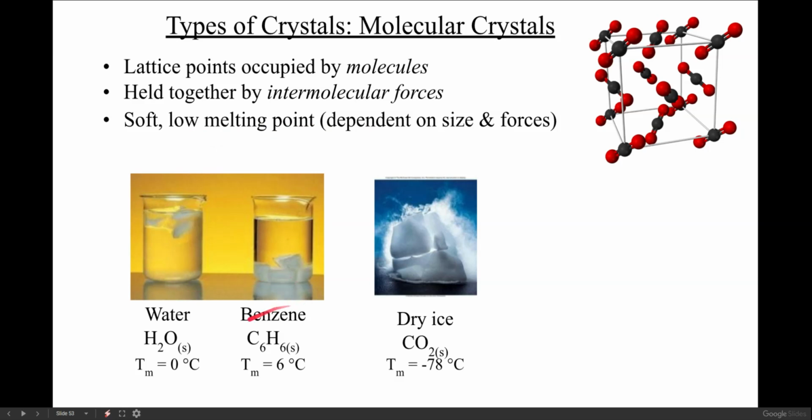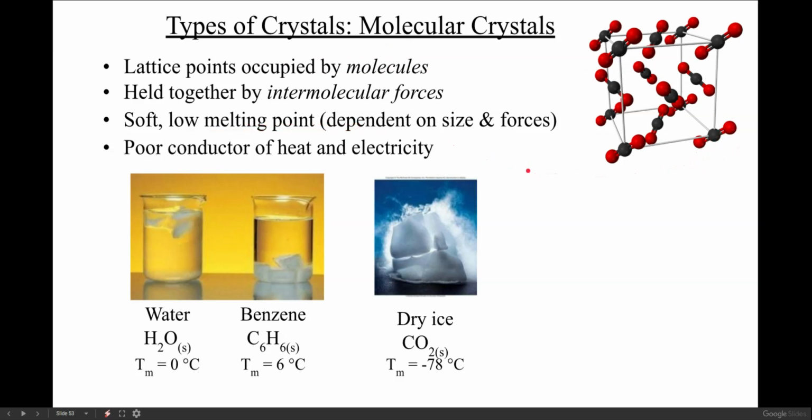Here's water and benzene, at 0 and 6 degrees. They melt very easily because the force between molecules is very, very weak, especially compared to the other types of crystal substances. So the lattice points are not ions, they're entire molecules.